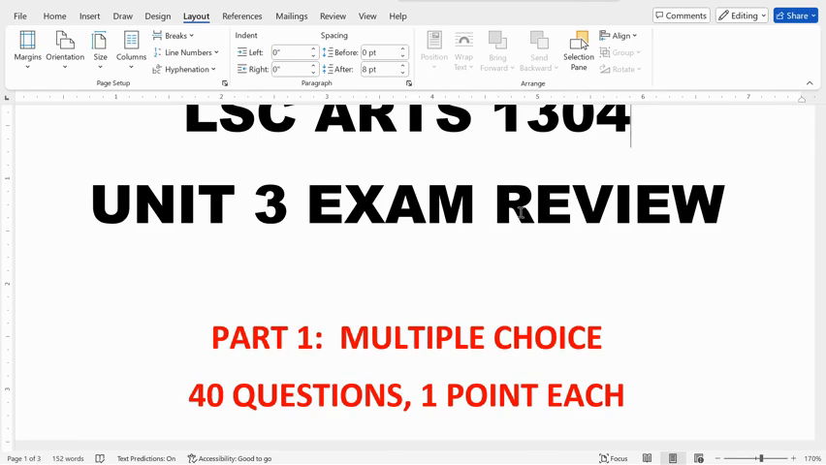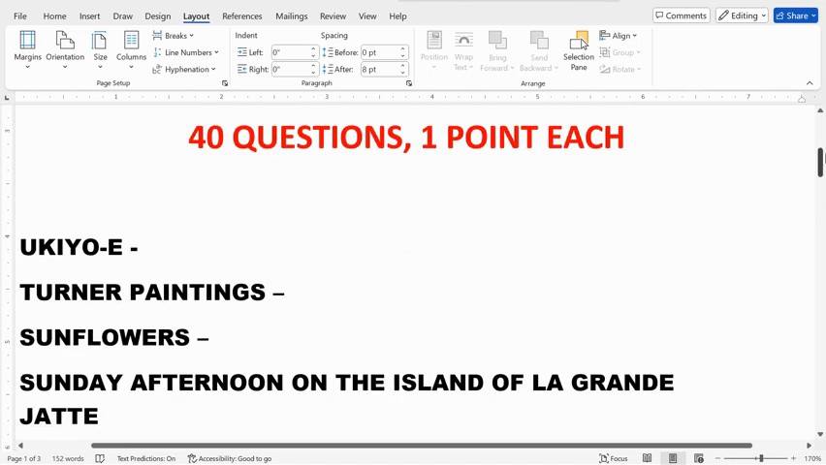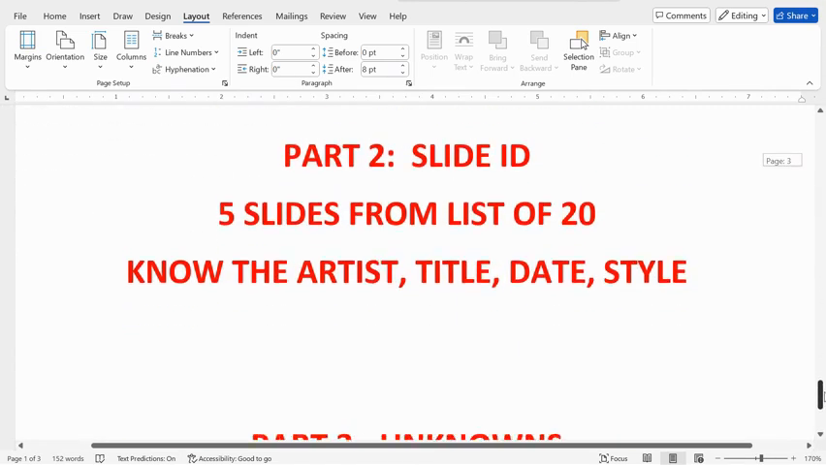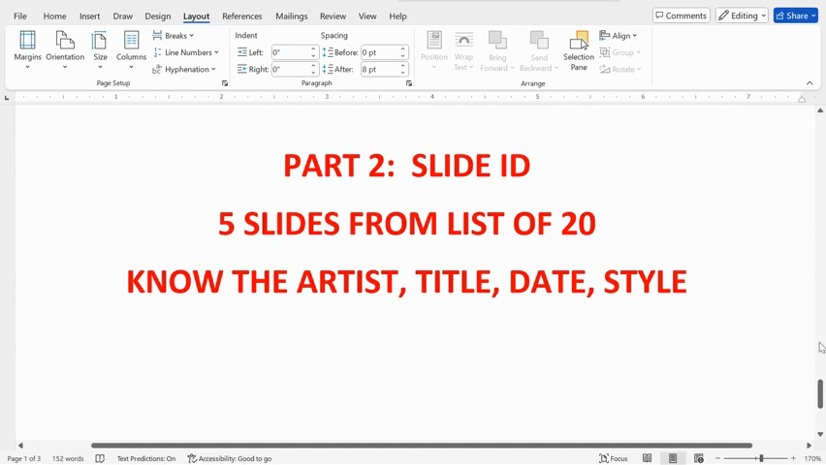slide ID and the unknowns. All right, so the slide ID, I gave you the list of 20 artworks. You remember how in the last couple of tests I told you to just study the styles? Don't have to do that for this test, right? So I'll explain that as we go along.